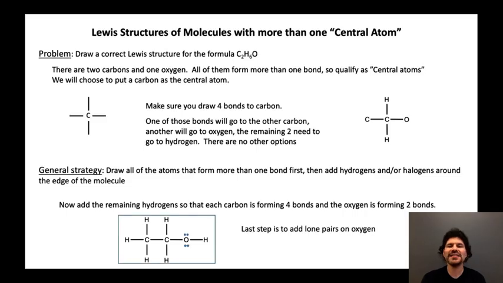And then the last thing that we have to do is add the lone pairs to oxygen, because as we saw in the last lesson, a neutral oxygen is going to have 2 bonds and 2 lone pairs. So we add those lone pairs, and that gives us a completely correct Lewis structure.